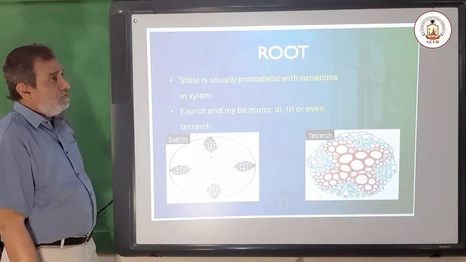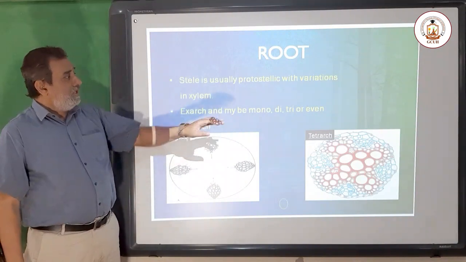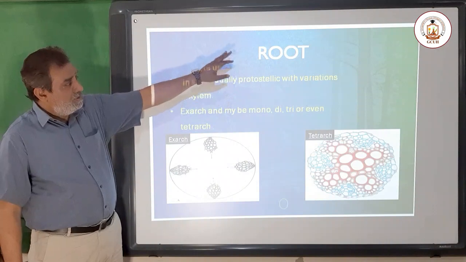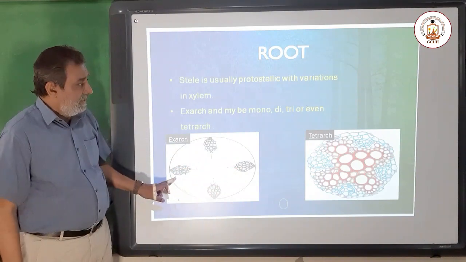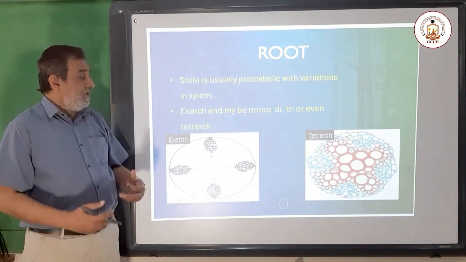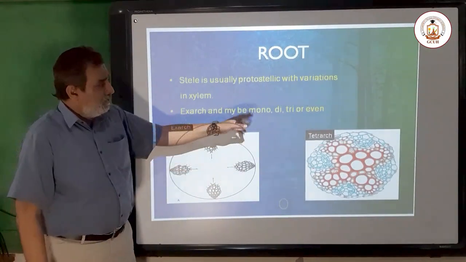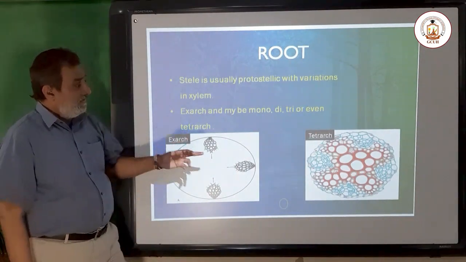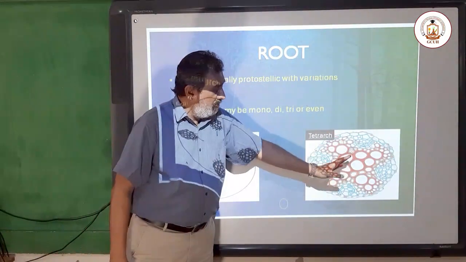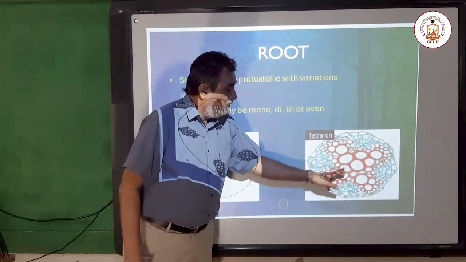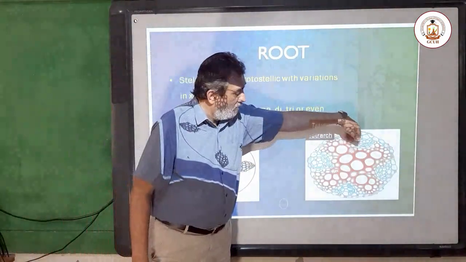Roots. If we go to the internal structure of the root, it is usually protostelic, with variation in xylem. You can see exarch xylem here, meaning the phloem is outside and the xylem is inside. We can also see mono-, tri- or even tetrarch. This is tetrarch, and the stele is a protostele. There is no pith in between. The xylem forms four structures joining in the center, and the phloem alternates with them.